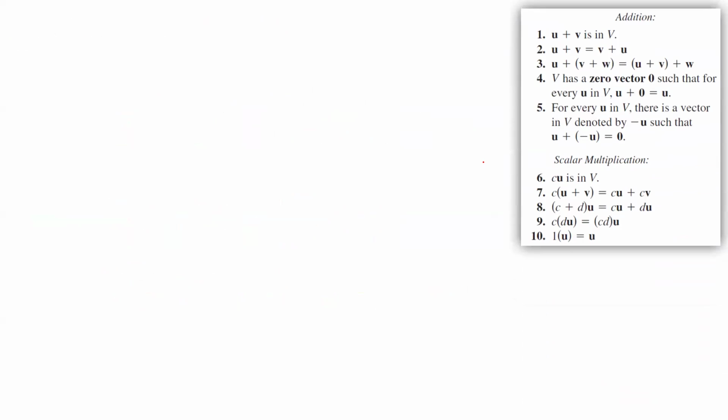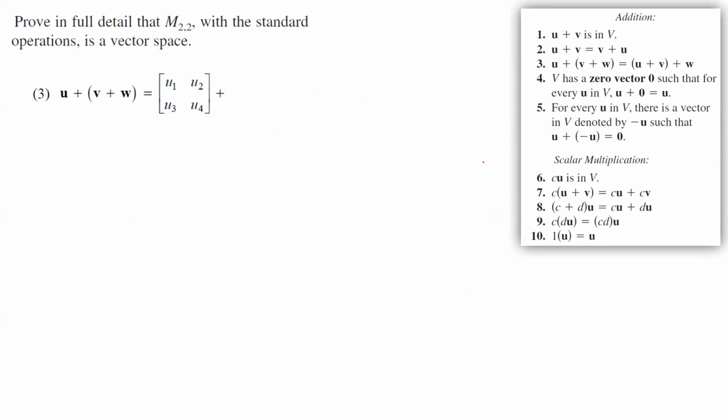We can go to the next slide. The third property says that U plus V plus W must be equal to U plus V plus W. So I'm going to take three matrices and write down the general entries, not just some numerical entries, everyone, because it's a common mistake for students to take just some matrices and add them together. You have to use the general definition.